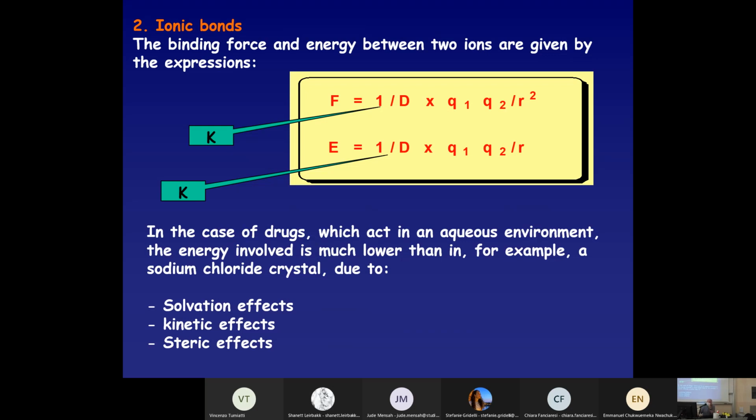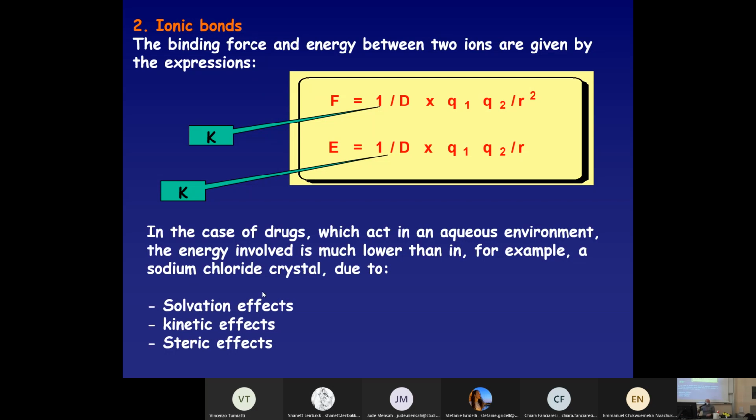And also we see there are steric effects, because sometimes the charge of the target is located inside a gorge, a tunnel, so perhaps it's difficult to reach this site because of steric effects.